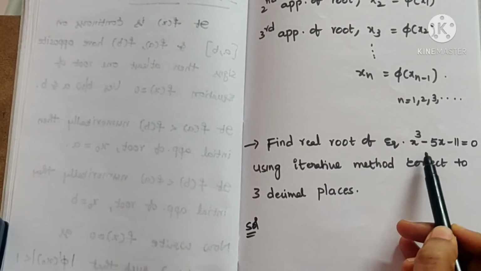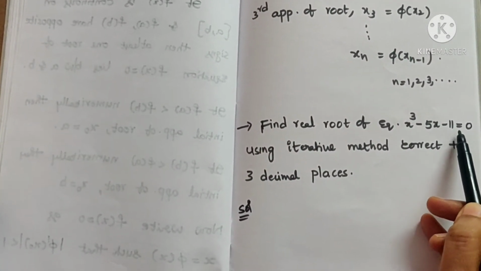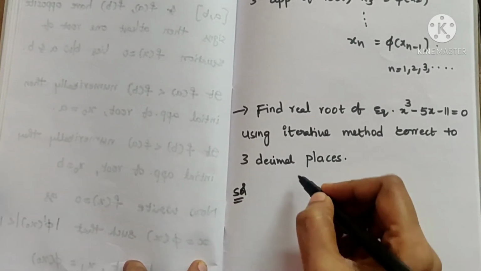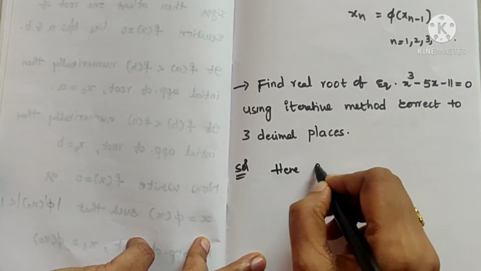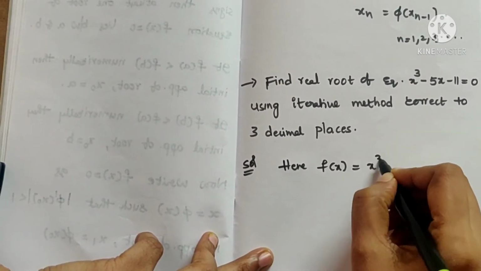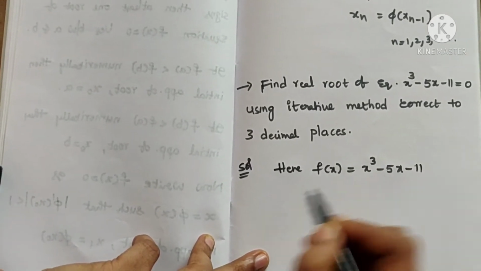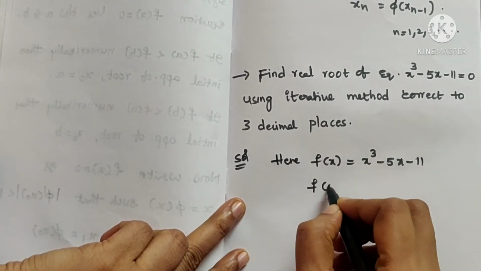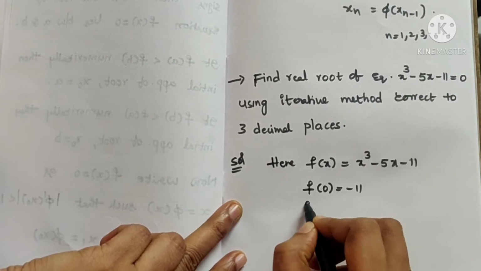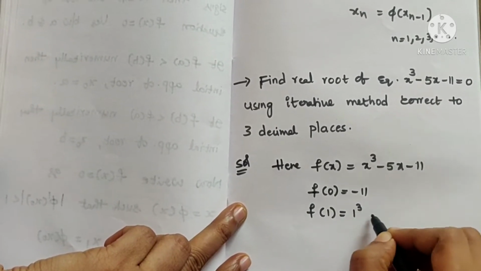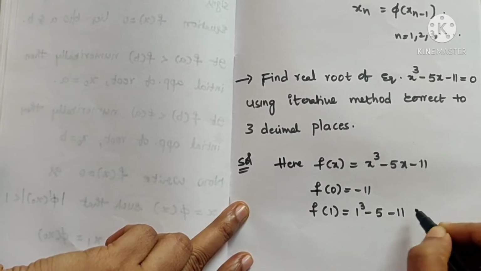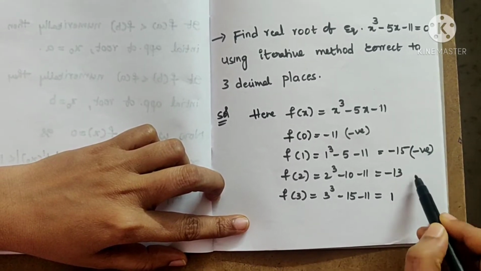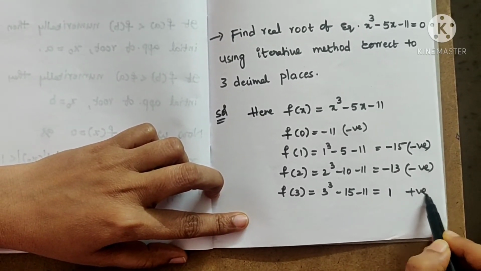Find the real root of the equation x cube minus 5x minus 11 equal to 0 using the iterative method, correct to 3 decimal places. So here take f of x as x cube minus 5x minus 11. First we have to apply the intermediate value property. So f of 0 equal to minus 11. f of 1 equal to 1 cube minus 5 minus 11, which is negative. f of 0 negative, f of 1 negative, f of 2 also negative, and f of 3 is positive.